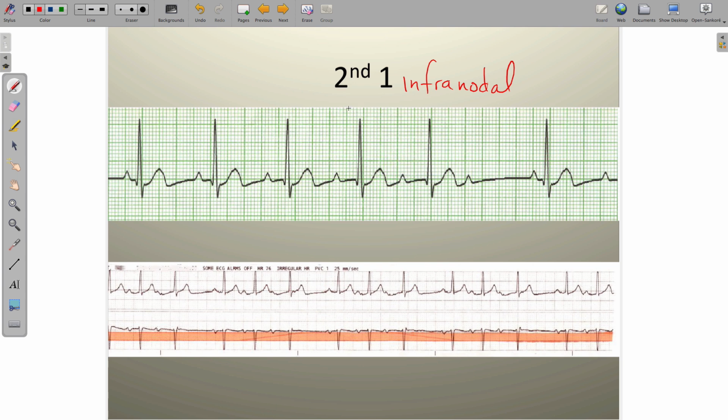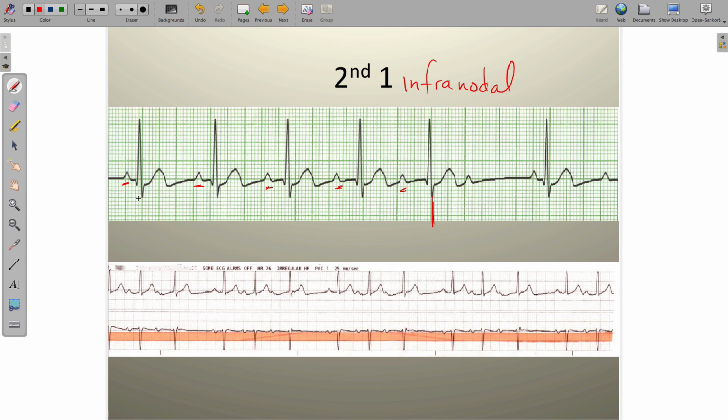All right, so let's take a look at what happens in second degree type 1 heart block. So as you'll notice, let's take a look at this green tracing on top first. As you'll notice, we do have P waves that precede each QRS complex. All right, so there's a P here for every QRS complex up until we get to this guy here. So let's take a look at what's happening.